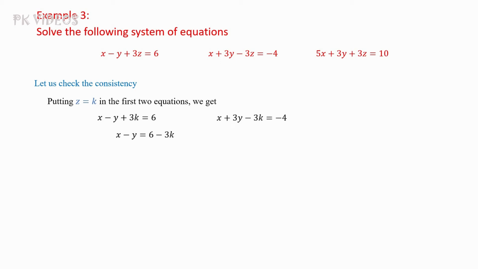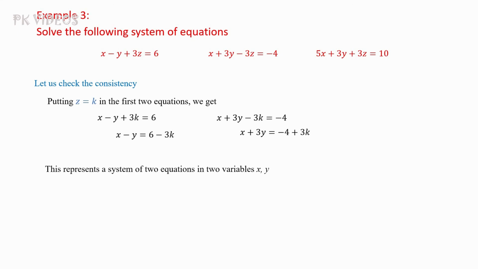Now taking the second equation, we replace again z with k. So we have x plus 3y minus 3k is equal to -4. Now taking minus 3k to the right hand side, we have x plus 3y is equal to -4 plus 3k. So now we have 2 new equations: x minus y is equal to 6 minus 3k and x plus 3y is equal to -4 plus 3k.